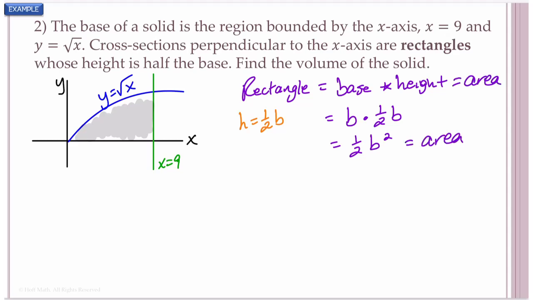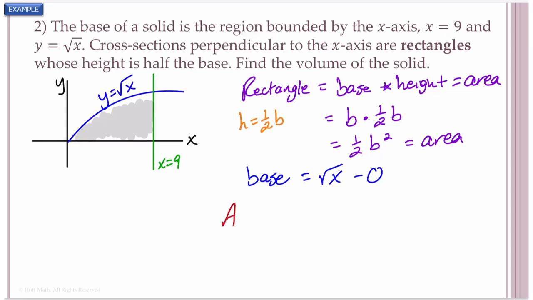Now the challenge is that we need to figure out what's the formula for the base of our rectangle. It says right here, the base of the solid is this region bounded by the x-axis, the curve, and x equals 9. So our rectangle base is going to be that distance from the curve down to the x-axis. And then you're going to have this rectangle sort of coming out of the page toward you. So that's simply going to be the upper function, which is the square root of x, minus the lower function, which is just 0 in this case.